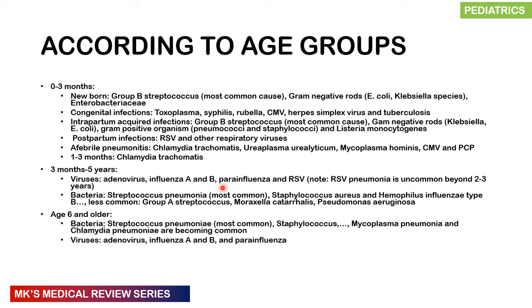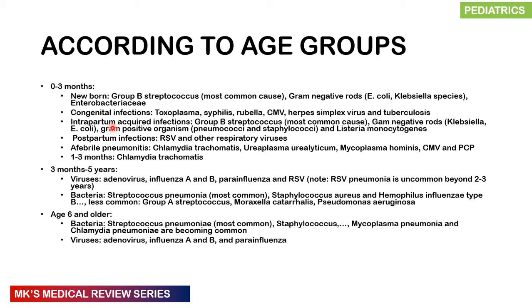So what are some of the age groups and the causes that we see? So if it's a 0 to 3 month old child, if it's a newborn, suspect GBS, group B streptococcus, most common cause. You can also suspect some gram-negative rods such as E. coli, Klebsiella species, as well as Enterobacteriaceae. You may consider some congenital infections such as toxoplasma, syphilis, rubella, CMV, herpes simplex virus, and TB, quote unquote.